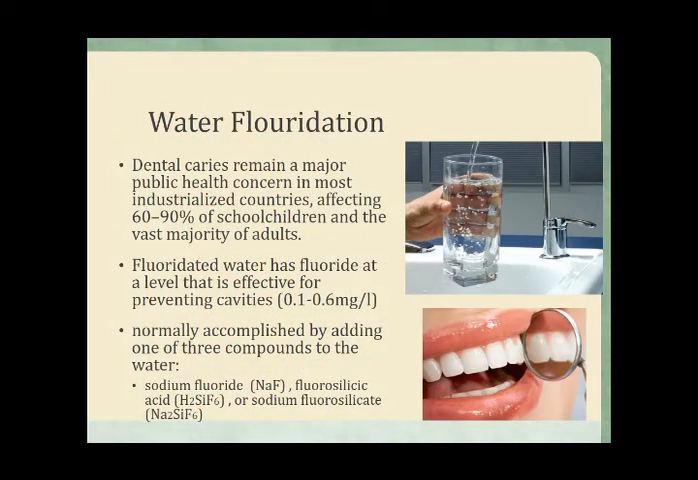Water fluoridation. In water fluoridation, the government of a country puts fluoride in the water to indirectly help save the teeth of its people. This method is much cheaper and much easier to carry out. Just mix it with the drinking water, and when people drink it, fluoride will be absorbed into the teeth, making them stronger. Usually it is 0.1 to 0.6 mg per liter, added as sodium fluoride, fluorosilicic acid, or sodium fluorosilicate.